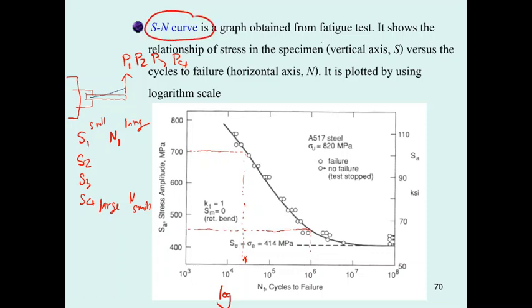That's obtained from the fatigue test. Like I mentioned, it's the relationship between the stress amplitude and N, the cycles to failure. So we call it the SN curve. S is the vertical axis, and N is the horizontal axis. The vertical axis is constant scale, and the horizontal axis is put in logarithmic scale.